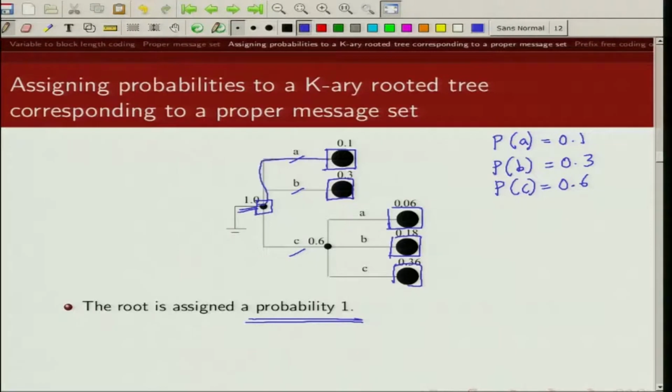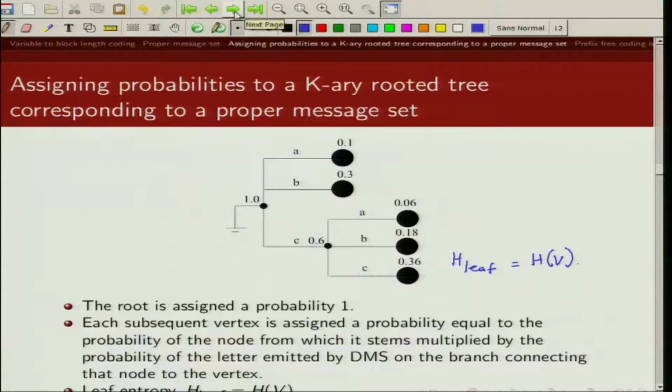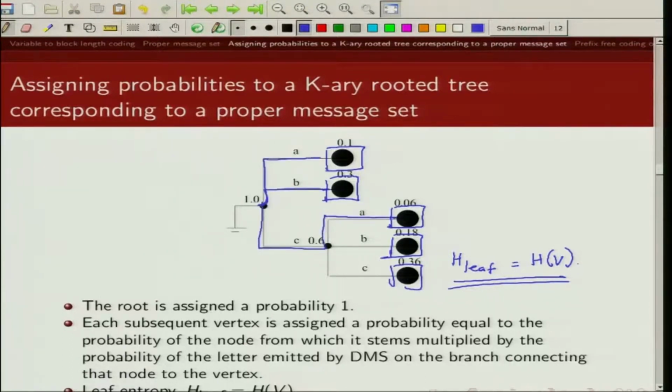This is my parse sequence A, B, CA, CB, CC. That's how I am parsing my message sequence. So these are my Vi's, right? And so the leaf entropy will give me the entropy of V. So the leaf entropy, which is the entropy of these leaves, is nothing but the entropy of V, because this is how I am parsing my source. These are my Vi's. So this leaf entropy is given by H of V.